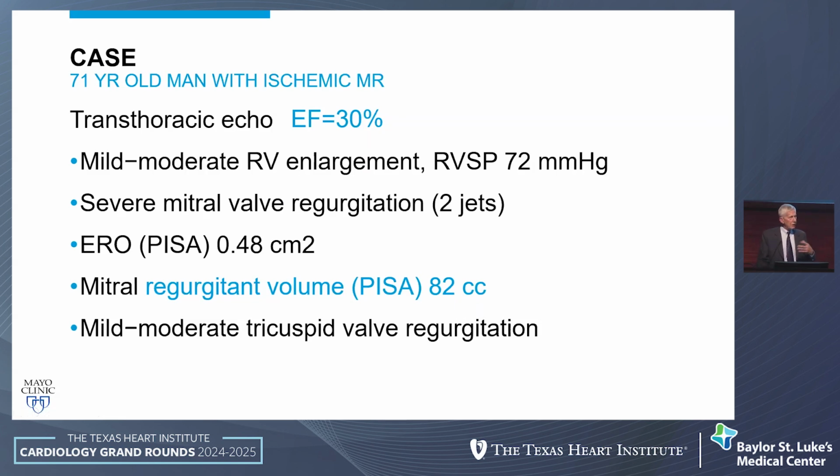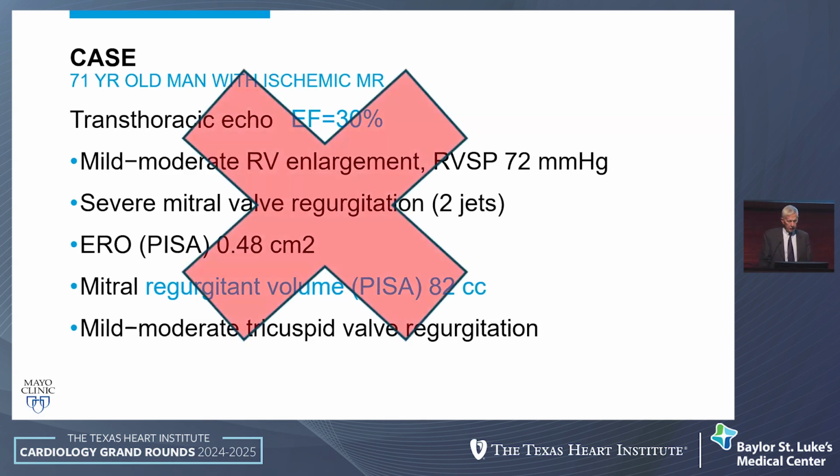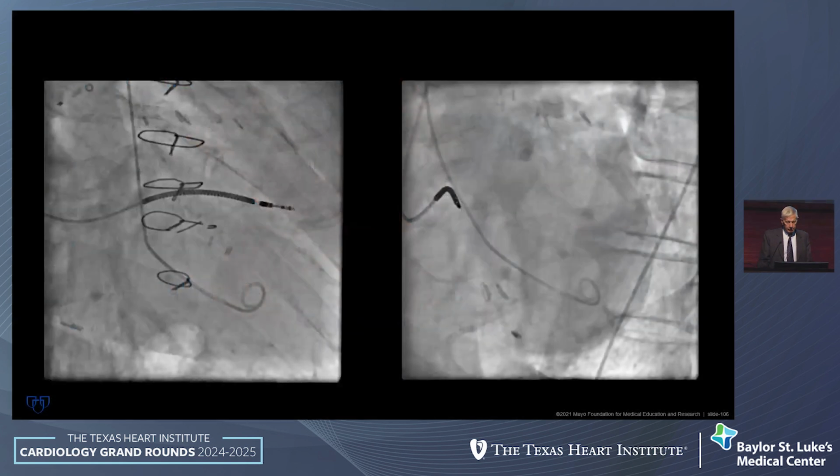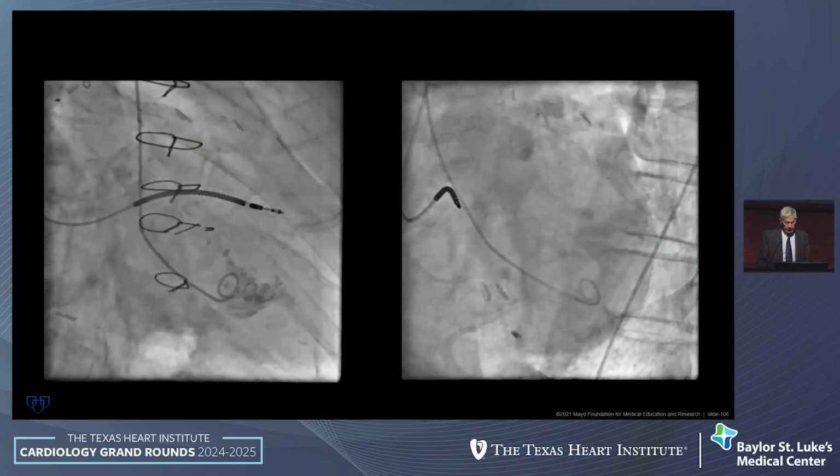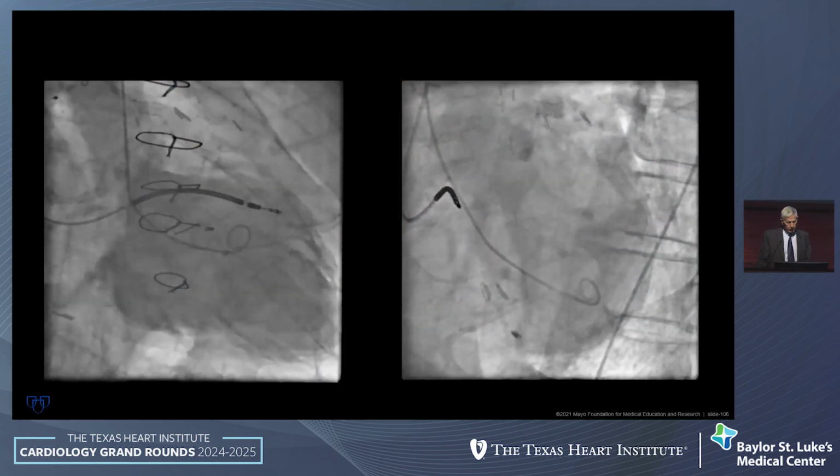Well, if you do the math again and think about that, it's very unlikely that he had a regurgitant volume of 82. You need another assessment. Now, we could have gotten a cardiac MR or whatever, but this was actually all sorted out before the cath, and so we just asked for the patient to get a contrast ventriculogram. And here's the contrast ventriculogram.